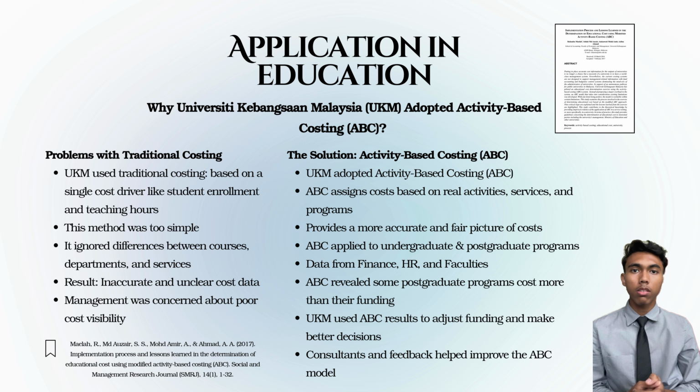The ABC results reveal important insights. For example, some postgraduate programs were more expensive to run than the funding they received. This allows UKM to adjust its funding model and make more informed decisions about budgeting and resource allocation. With support from consultants and feedback from stakeholders, UKM continuously improves its ABC system, making it a powerful tool for strategic planning and financial transparency.